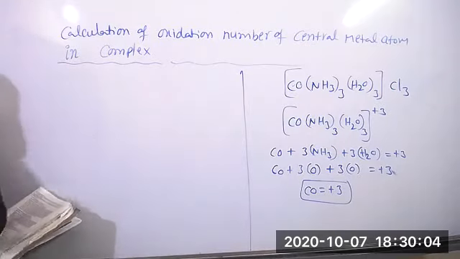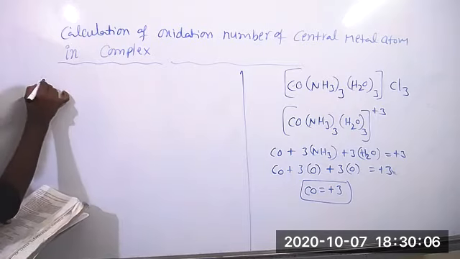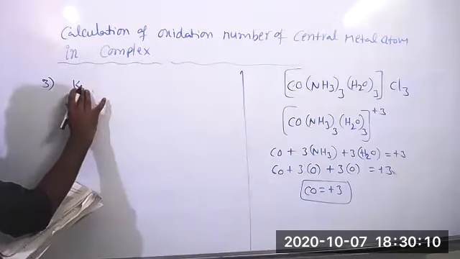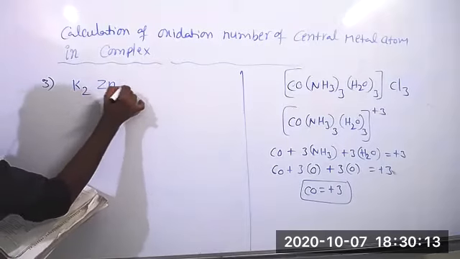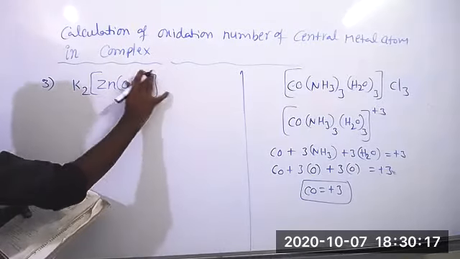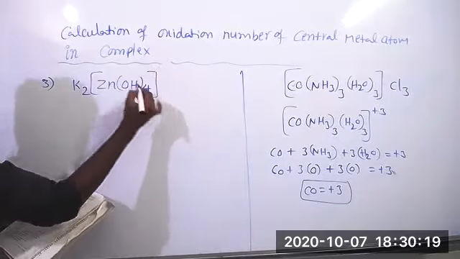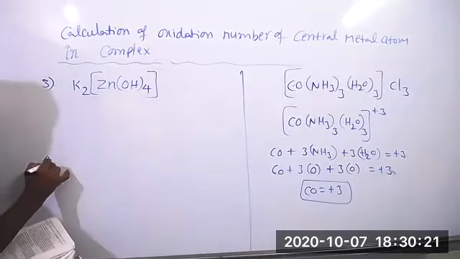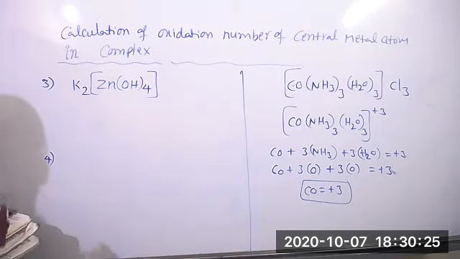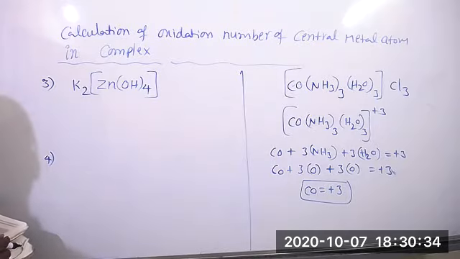Next complex. K2[Zn(OH)4]. Calculate the oxidation state of zinc here. OH will be 0, no, sir? -1. OH is the hydroxide ion.